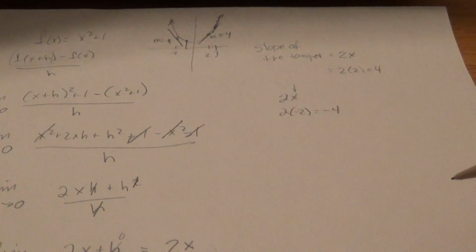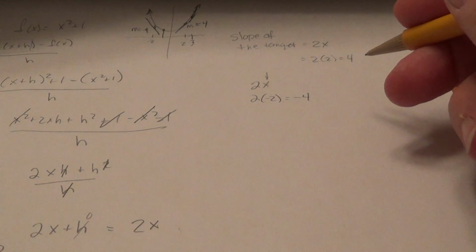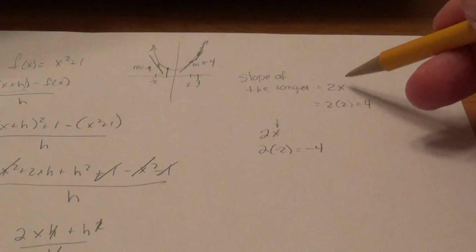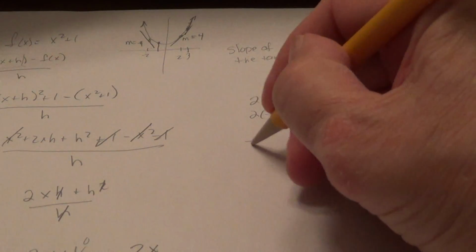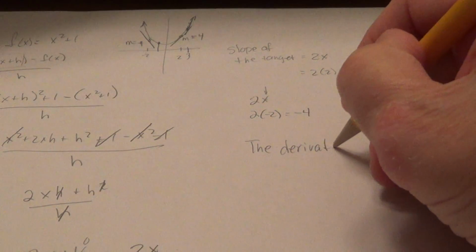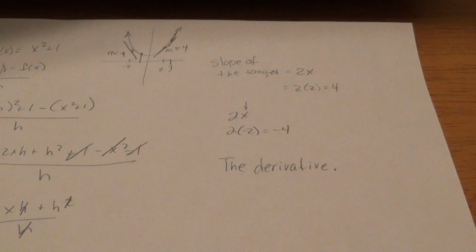Alright, so what I've revealed to you is a new idea. It's a huge idea. And the slope of a tangent, a rule like that, is called the derivative. All right, so the derivative is the slope of a curve at a given point.